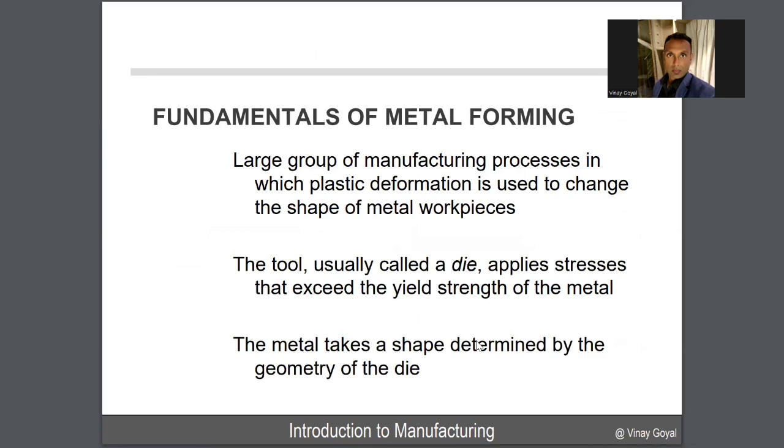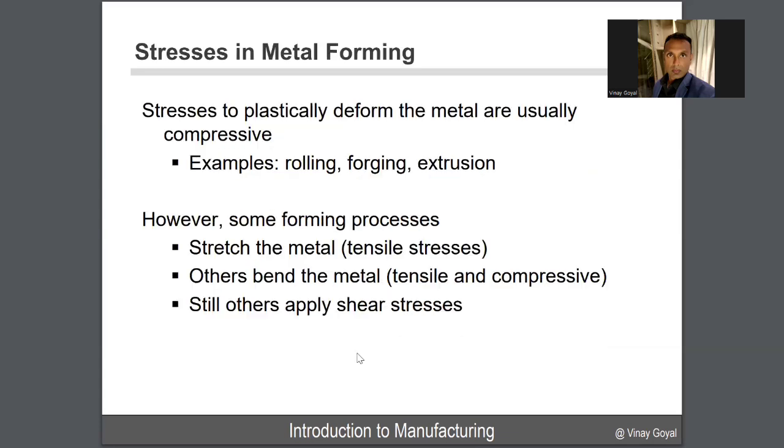So now when I look at the fundamentals of metal forming, there's a large group of manufacturing processes in which we're using plastic deformation to our advantage, to shape the metal workpieces. Typically, when we do metal forming, we employ something called a tool, which we usually call a die. What these tools do is apply stresses that exceed the yield strength of the material. By exceeding the yield strength, we can achieve the plastic deformation required to shape these materials into place. The metal takes a shape determined by the geometry of the die in many cases, not always.